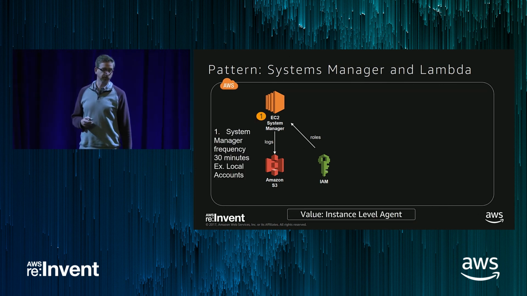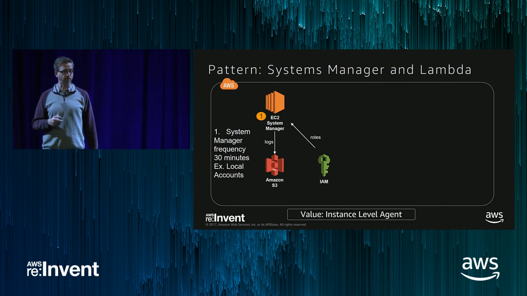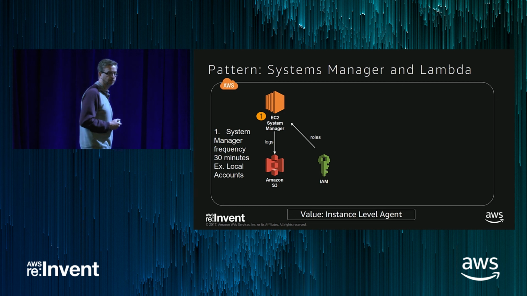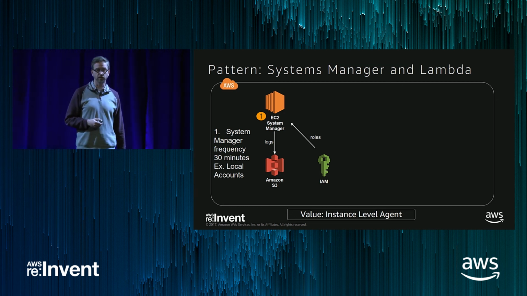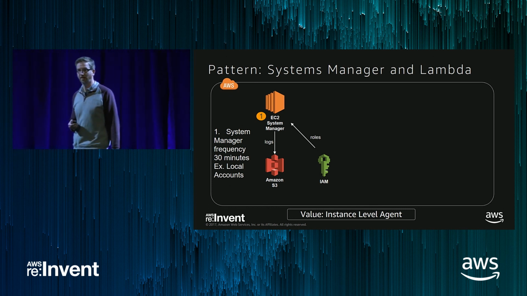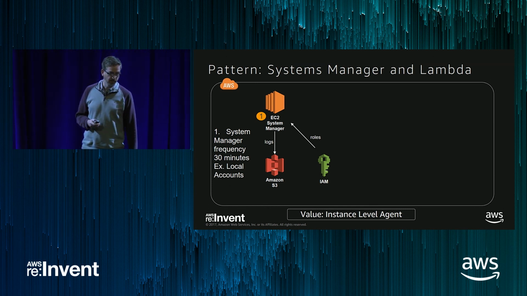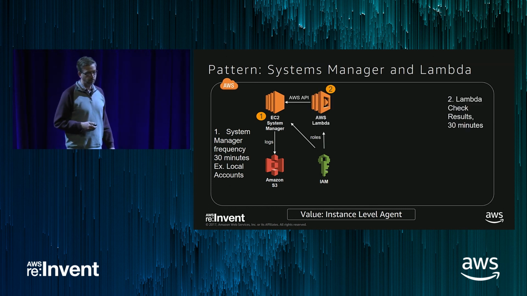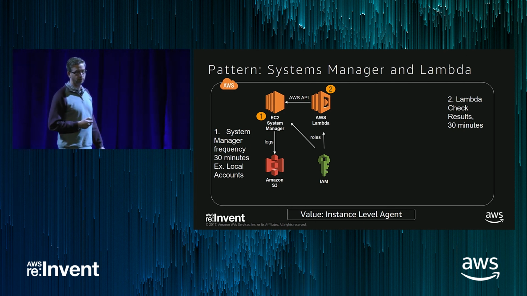In this example, we will focus on using this pattern to validate local user accounts on EC2 instances. So in step 1, we have a Systems Manager document association that runs every 30 minutes on a group of instances based on a specific instance tag and value. Then in step 2, we have a Lambda function that runs every 30 minutes and looks at the latest association results.